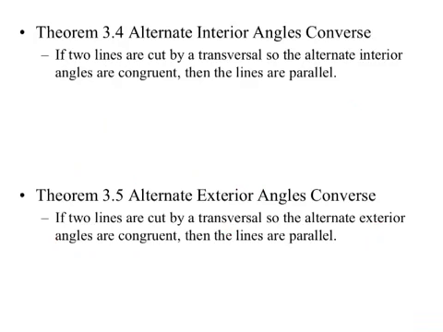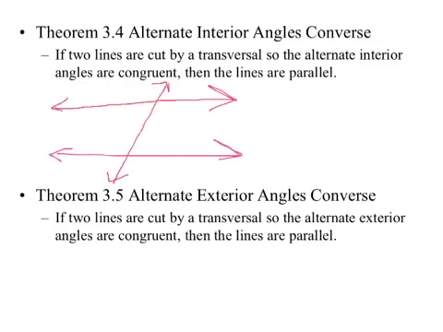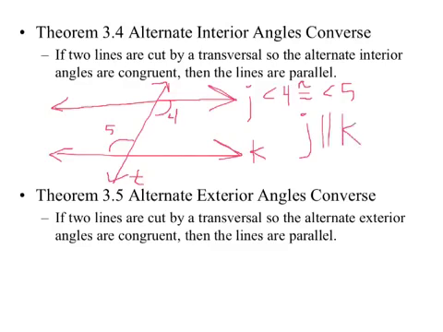All right, we have some new theorems. Theorem 3.4, alternate interior angles converse. If two lines are cut by a transversal, so the alternate interior angles are congruent, then the lines are parallel. So let's get our drawing. I have angle 4 and angle 5. Those little arcs say that angle 4 is congruent to angle 5. So we know that J is parallel to K.